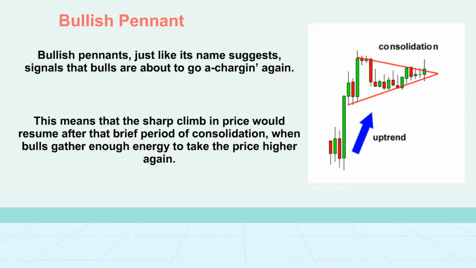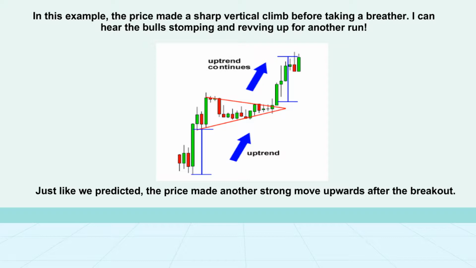Bullish pennant. Bullish pennants, just like the name suggests, signal that bulls are about to go charging again. This means that the sharp climb in price would resume after that brief period of consolidation, when bulls gather enough energy to take the price higher again. In this example, the price made a sharp vertical climb before taking a breather. I can hear the bulls stomping and revving up for another run. Just like we predicted, the price made another strong move upwards after the breakout.